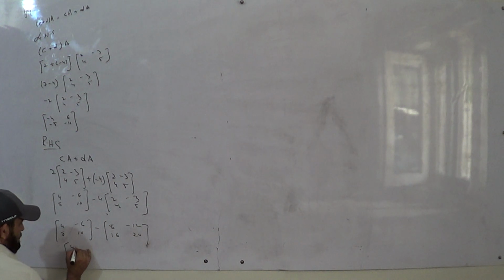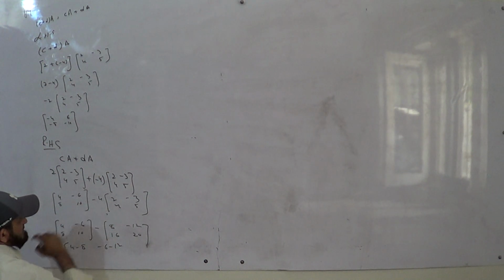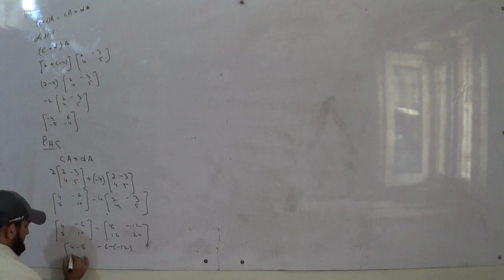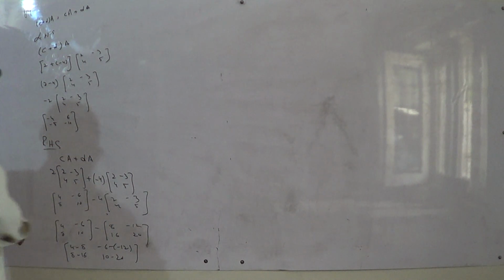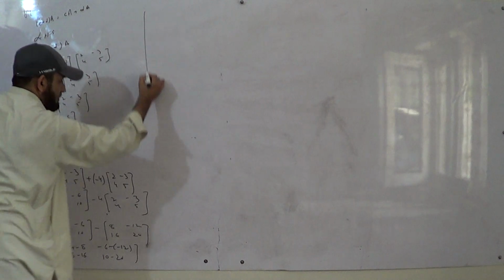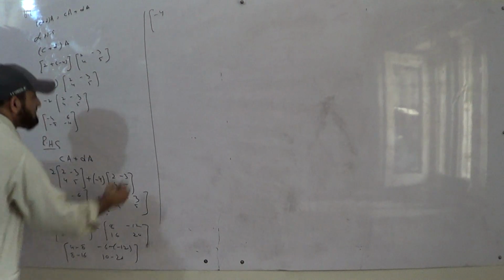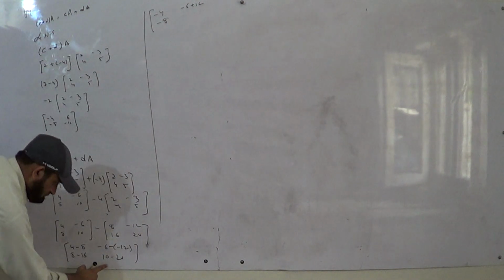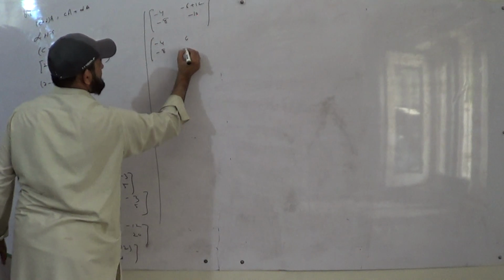Now we add: 4 minus 8, minus 6 plus 12, 8 minus 16, 10 minus 20. Here is also minus, minus into minus 12 gives plus. 4 minus 8 gives you minus 4. Minus 6 plus 12 gives you 6. 8 minus 16 gives minus 8, and minus 10. So minus 4, 6, minus 8, minus 10.